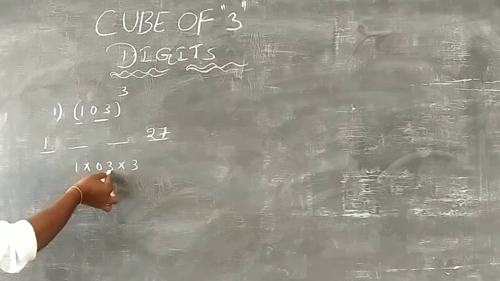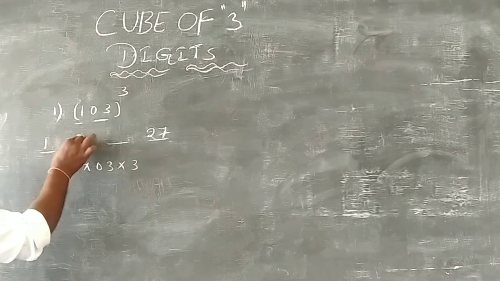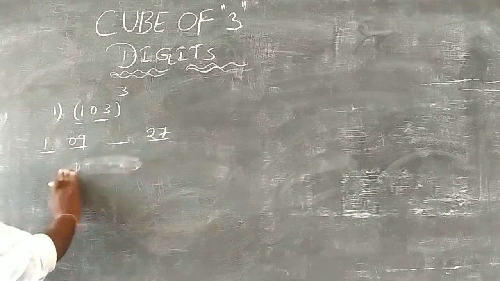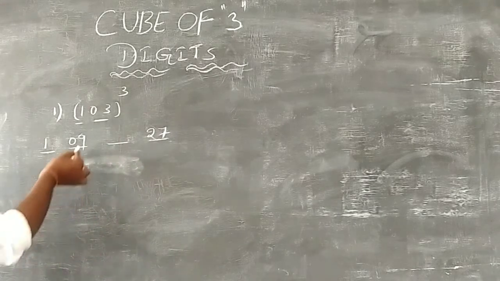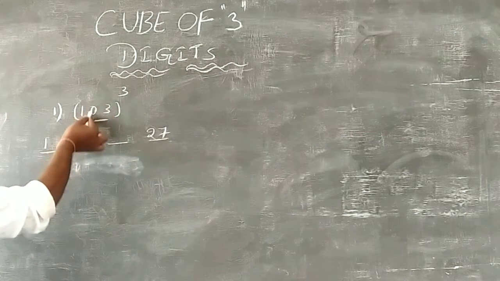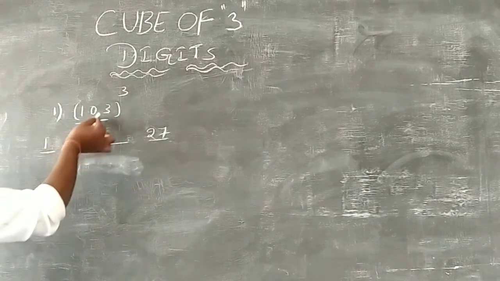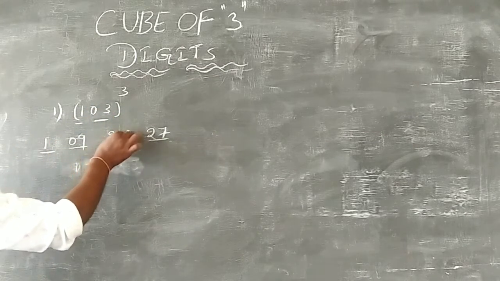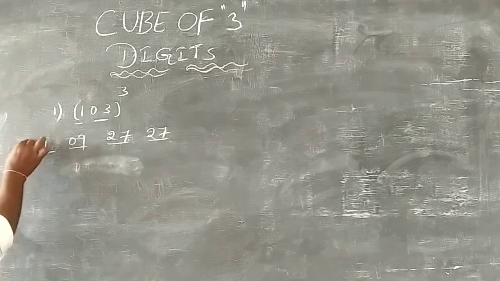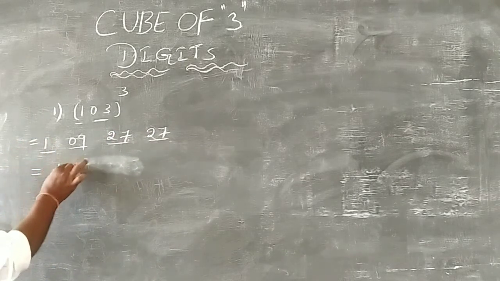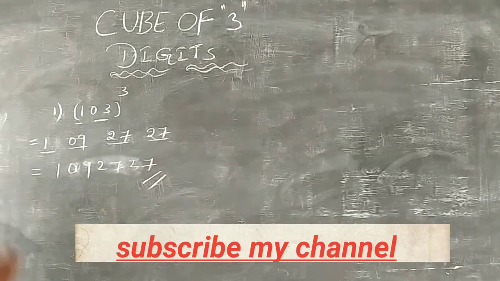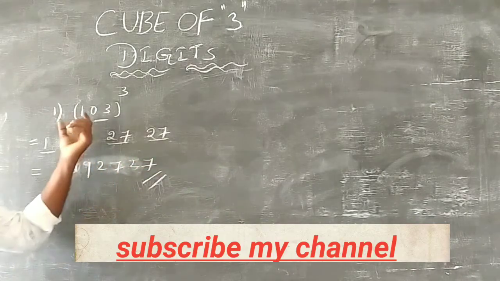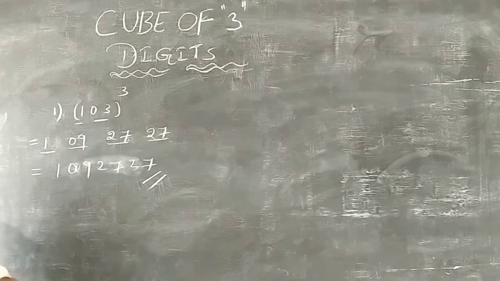1 into 3, 3 3s are 9, 9 should be written. Next, with this number multiply this number 03. So 9 3s are 27. Therefore the answer is 1092727. This is the answer for 103 whole cube. So very easy. One more sum I will explain.